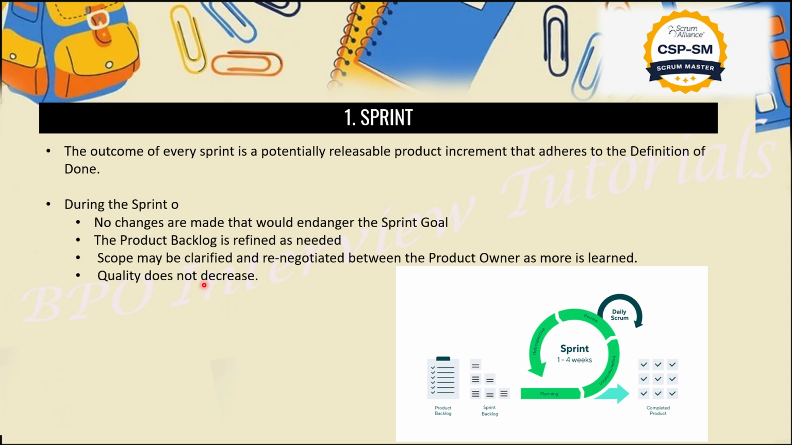Suppose the request was a website. In the website, we have completed the home page. Now we are delivering it to the product owner. That is the end of the sprint, and we can also conclude that as the definition of done, right?